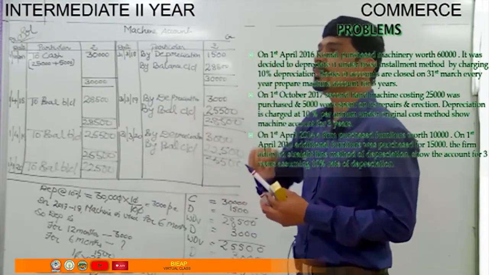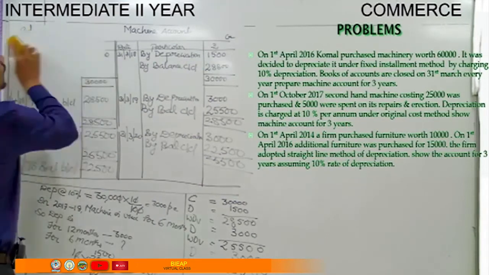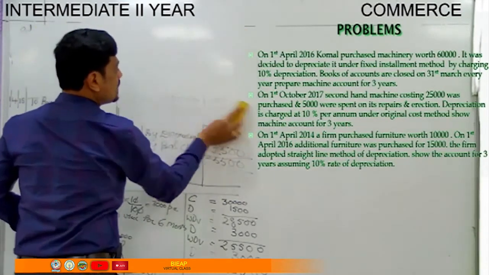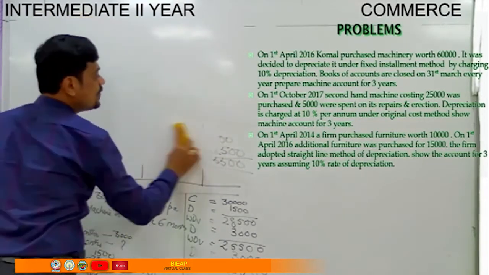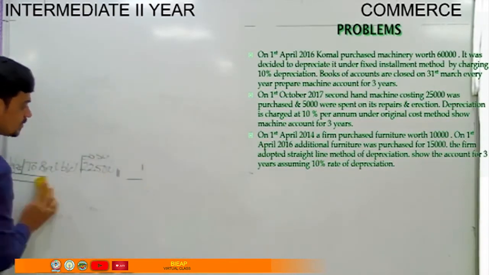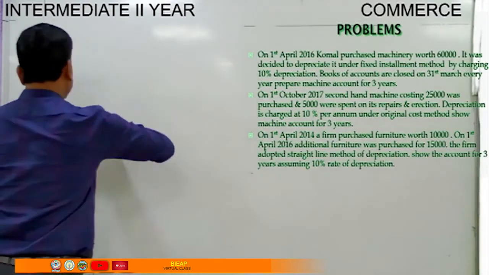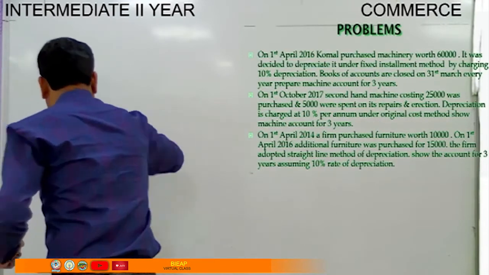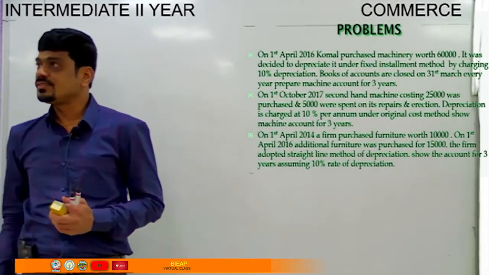In the first two problems, what we saw? In the first two problems, we saw there was only one asset. But in the third question, if you see what is happening, we are purchasing one more asset. Addition of asset we call. So there will be 2 assets, 3 assets, 4 assets, number of assets. So whenever there are more than one assets, you don't think to prepare different accounts. The same asset account, we are going to do the addition.